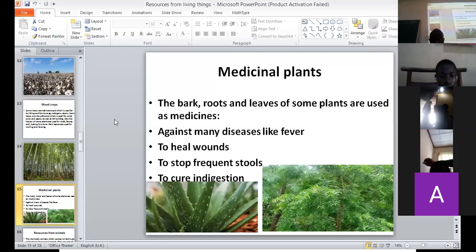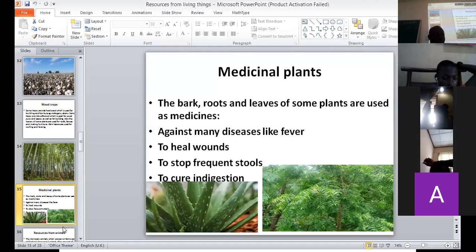All right, so now let's listen. Medicinal plants are plants that we can use as cure for indigestion, to stop frequent stooling, to heal wounds, and against many liver diseases. Now, here we have aloe vera and like I said, dogonyaro. This one is used to treat malaria. You boil it and you drink it. They call it agbo.